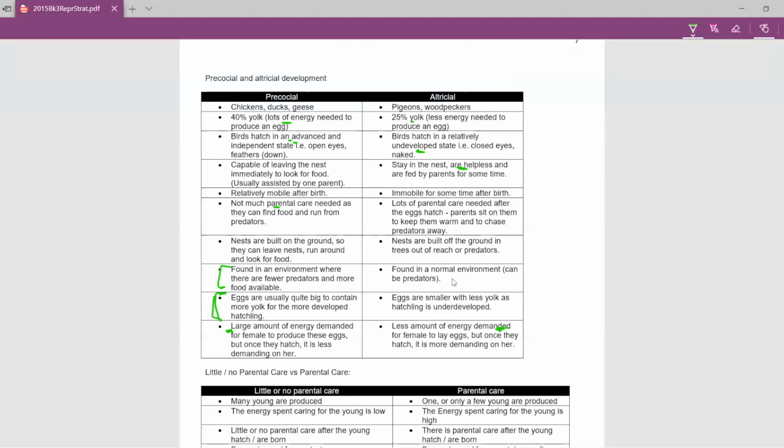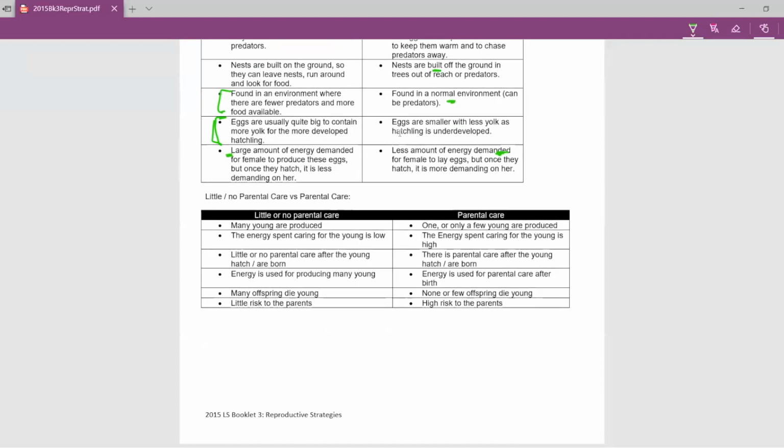And here they are found in areas where there are predators, so that's why the parents build nests in the trees away from the predators. And then, little or no parental care: more young are produced. The energy spent looking after the organism is very, very low because the parents don't look after them. There's no parental care, that's why most of them will obviously die. And because the parents don't look after them, the parents don't use energy for looking after the young. Again, I told you, these organisms reproduce many times to try to produce some offspring and ensure survival of the species.